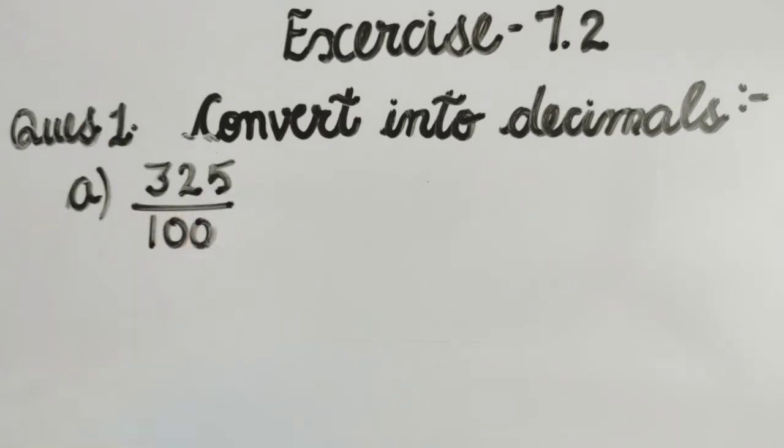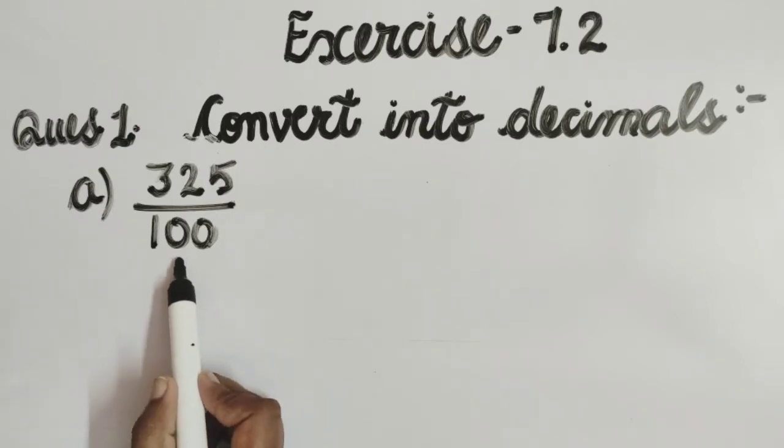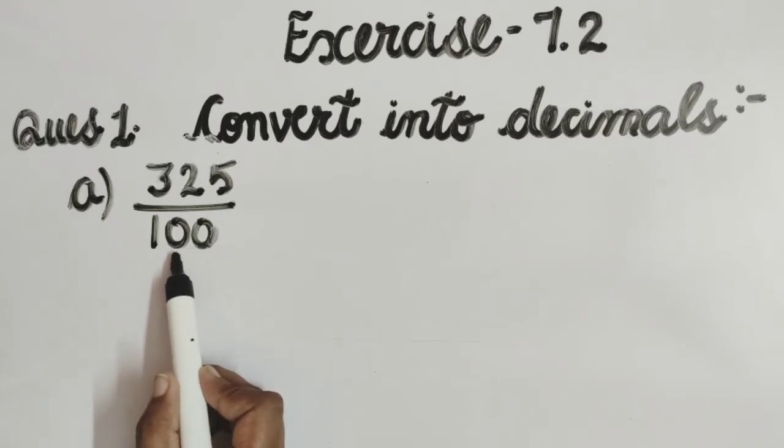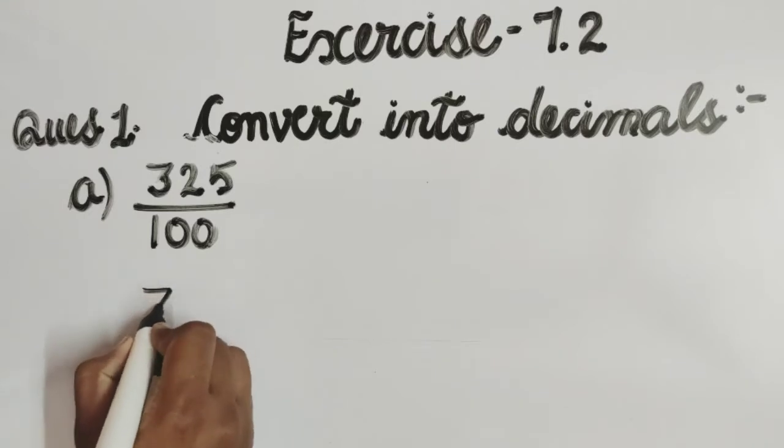325 by 100 is a fraction which is given to us. We have to convert it into a decimal. For that purpose, we have to first check how many zeros are there in the denominator. Yes students, in our denominator, two zeros are there. 1, 2. So now we will come to our numerator.